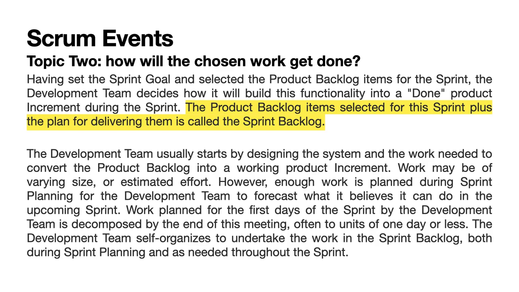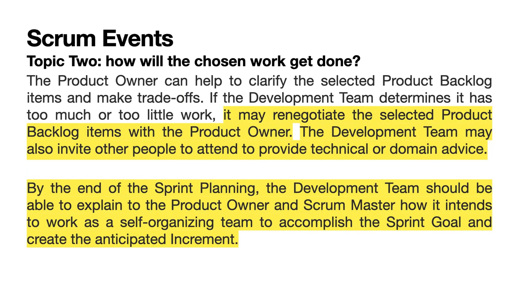The development team self-organizes to undertake the work in the sprint backlog, both during sprint planning and as needed throughout the sprint. The product owner can help to clarify the selected product backlog items and make trade-offs. If the development team determines it has too much or too little work, it may renegotiate the selected product backlog items with the product owner. The development team may also invite other people to attend to provide technical or domain advice.